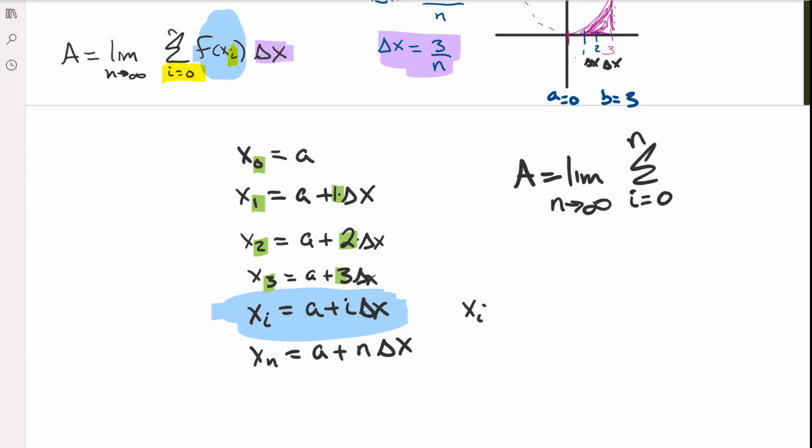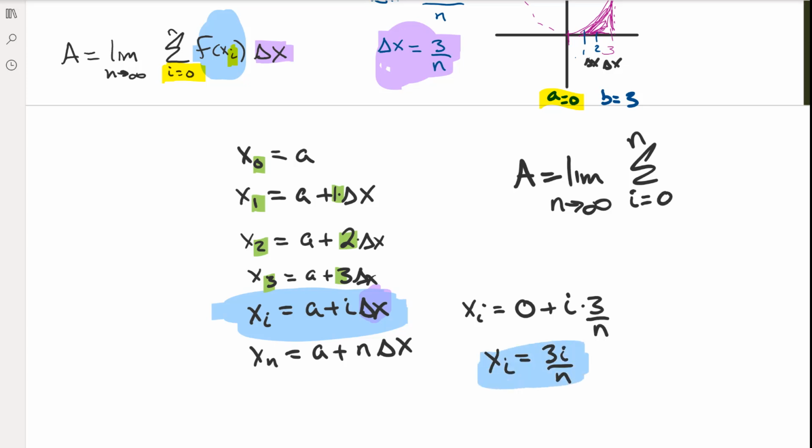x sub i is equal, what's our a? Where do we start for ours? Our a was equal, where is that? a is equal to, oh, it's equal to 0. Well, that's good news. 0 is always a good number. Plus i times, and it says times your change in x, right? And our change in, oh, the change in x. The change in x, it's just 3 over n. Cool. So we put that times 3 over n. Let's clean it up, and we're like, I think our x sub i is equal to 3i over n. There it is. Now we got it. Now we cleaned it up.